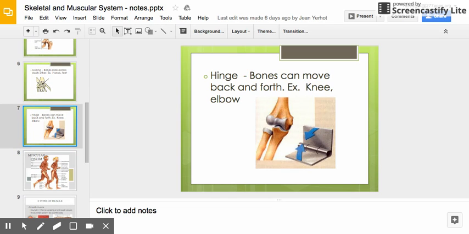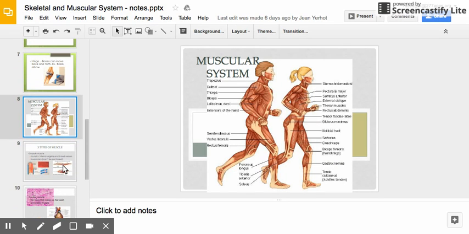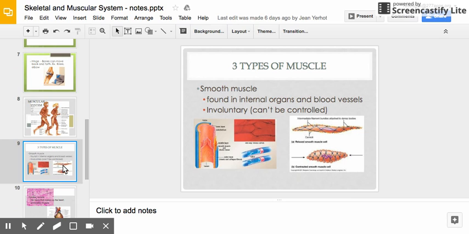Then let's look at the muscular system. This is the second seminar for Unit 1, Lesson 2. You have three types of muscle. The first type of muscle in your body is smooth muscle. This muscle is found in internal organs and blood vessels, and it's involuntary, which means that it can't be controlled. So these are the muscles that would help you to do things like breathe, things that you don't think about that your body does on its own.